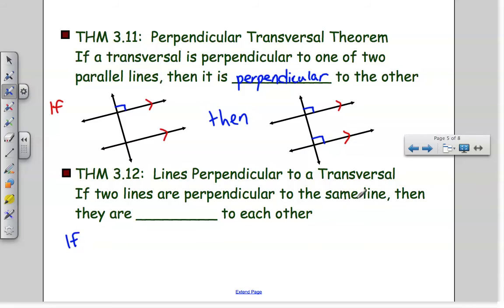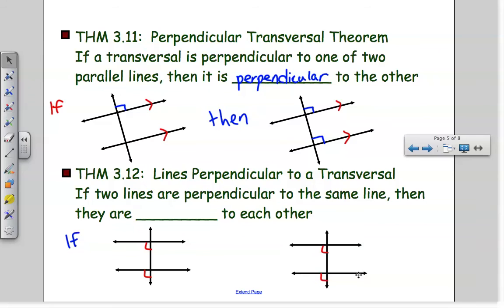Lines perpendicular to a transversal. If two lines are perpendicular to the same line, okay, this and this are both perpendicular to that. Two lines are perpendicular to the same line. Look, these two lines are both perpendicular to this line. Then they are what to each other? I'm going to copy and paste that. So if this picture is true, then what can I say?